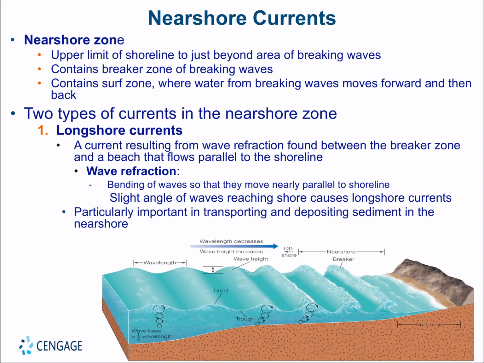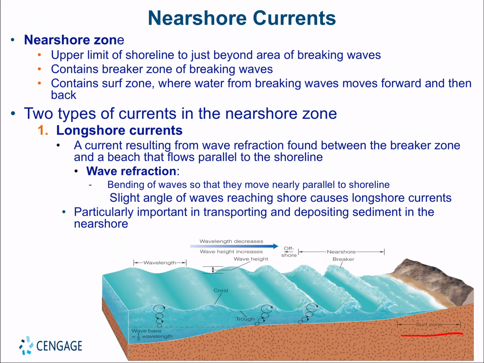For part 3, we're going to start off with the nearshore zone. As you can see in the figure on the bottom, the nearshore zone is the upper limit of the shoreline to just beyond the area of the breaking wave. It contains the breaker zone of the breaking wave, and it also contains the surf zone that you can see shown on the bottom of this figure. Surf zone is that zone where the water from the breaking wave is going to move back and forth.